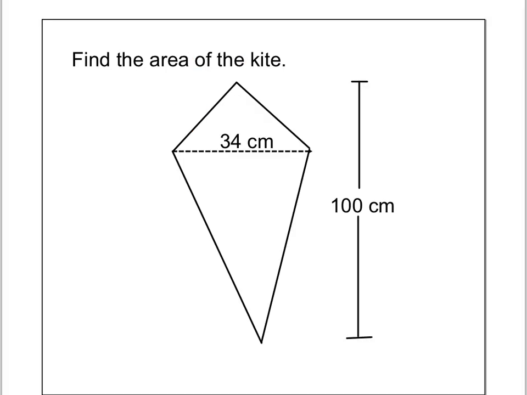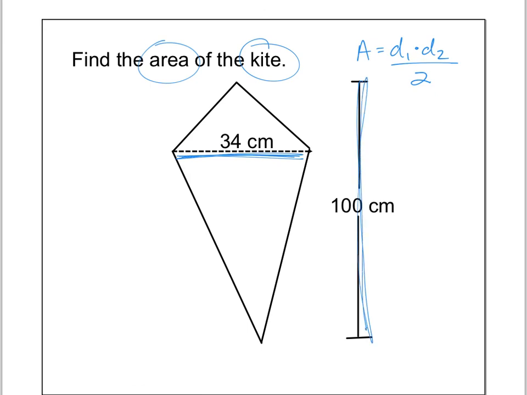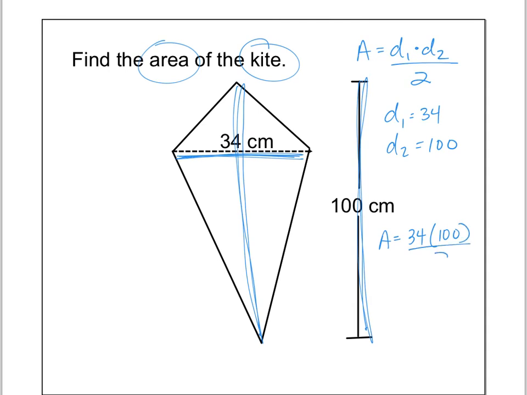Great, try to write down the formula for area of a kite. If you wrote down the exact same formula that we just used for rhombus, you're correct. Rhombus and kite use the same formula, diagonal 1 times diagonal 2 divided by 2. I can see one of my diagonals is 34. I can see this distance over here is 100. That's going to be equivalent to this diagonal. So one diagonal is 34, the other diagonal is 100. So here we go, area equals 34 times 100, divide by 2. And I think if we do that correctly, we get 1700 centimeters squared.